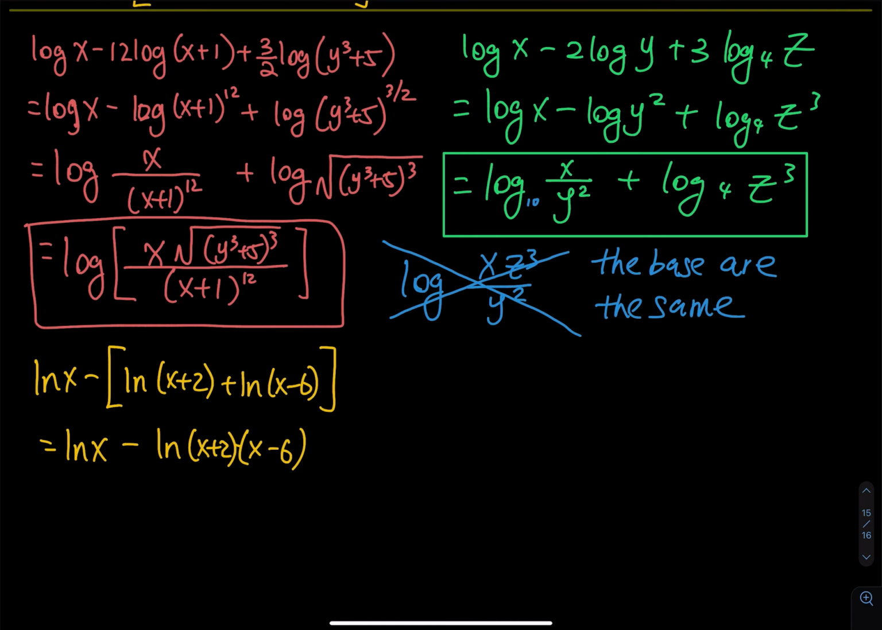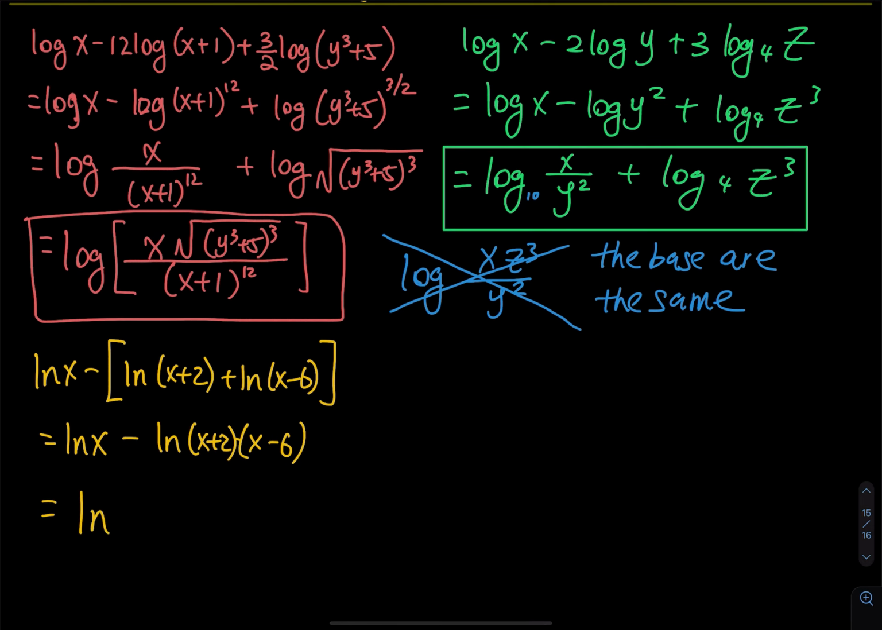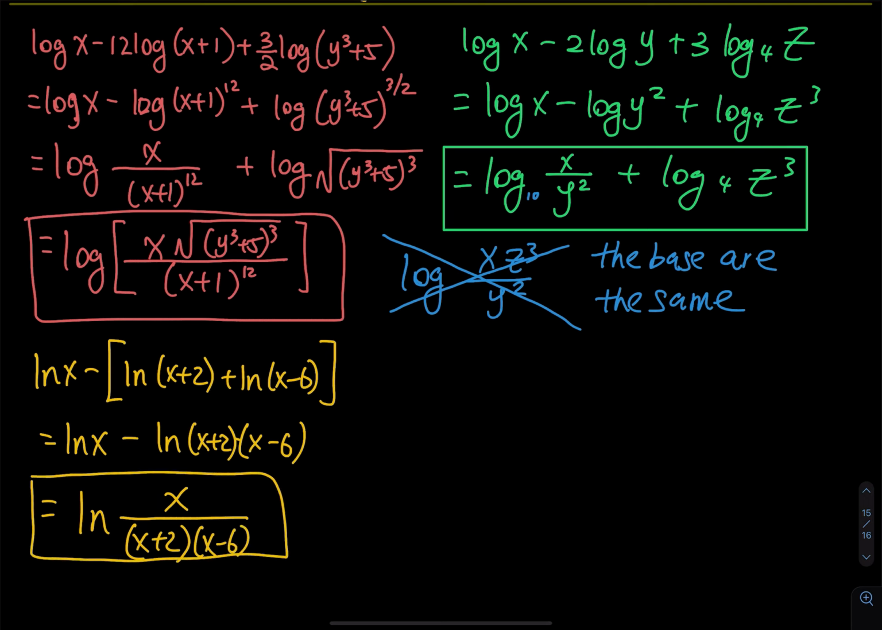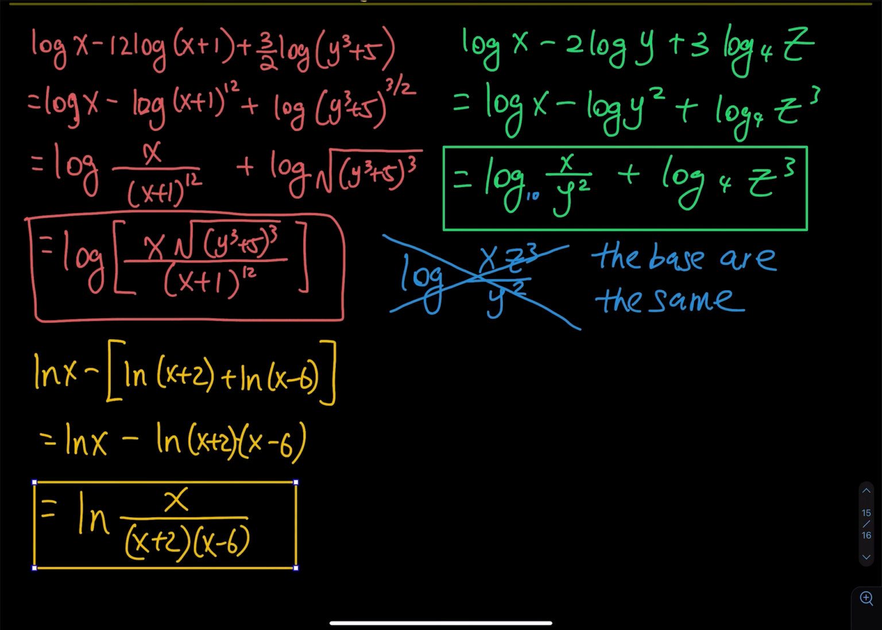And then we have a minus, then we do a division. So we have ln of x divided by (x + 2) times (x - 6). Okay, so that is the answer to the third expression.